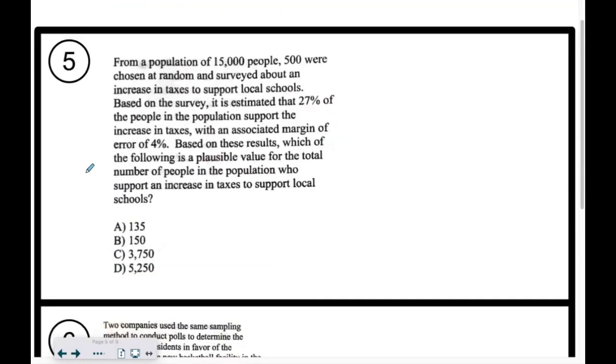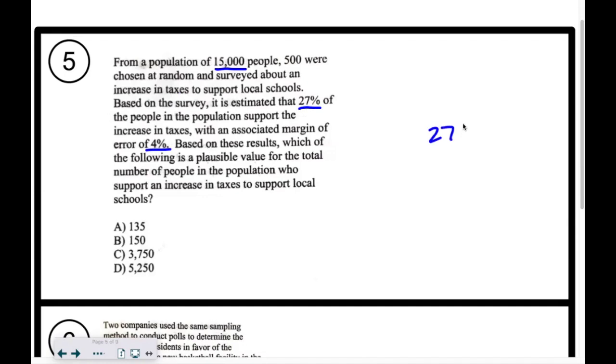All right, number five. So this one is a plausible value for the total number of people in the population who support something. Okay. So we have a population of 15,000. So that's what we're interested in. And it's estimated that 27% of them support something. Again, don't really care what it is. And there's a margin of error of 4%.